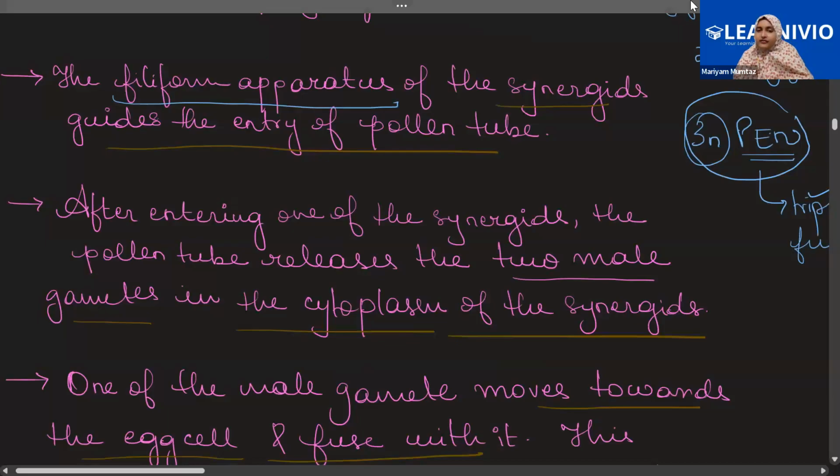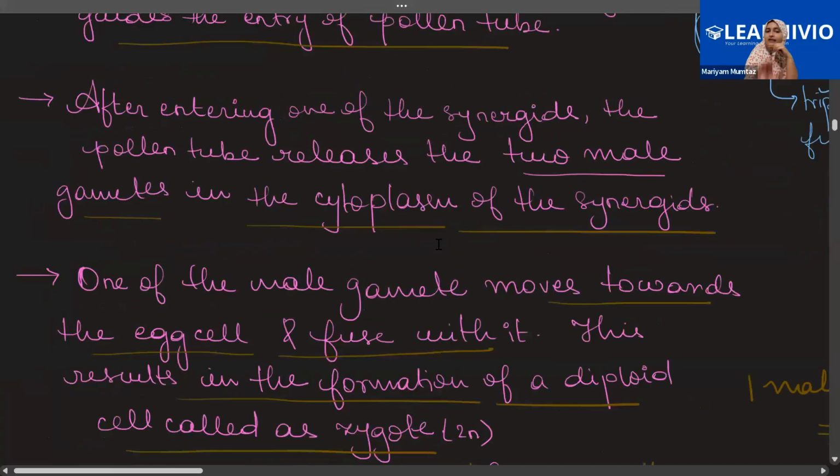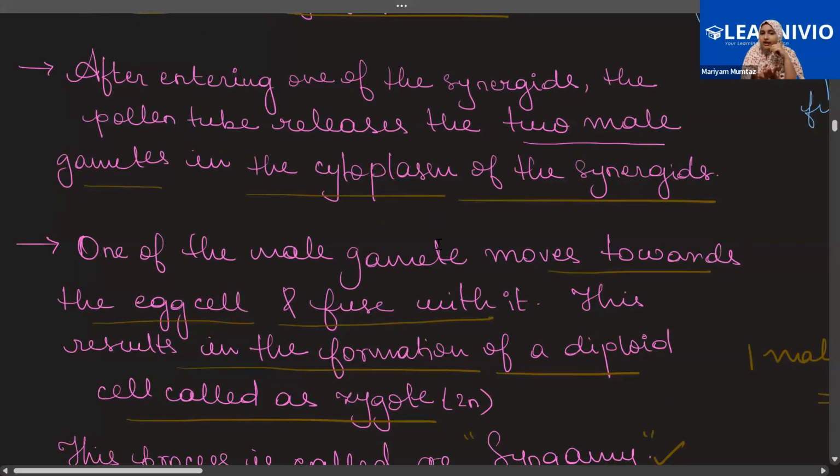Now, how are the two male gametes formed? The pollen grains are shed at the two cell stage. Then the generative cell divides to form two male gametes. Both of those male gametes are released into the cytoplasm of the synergid. Now, one of the male gametes would move and fuse with the egg cell, and this will form a zygote.